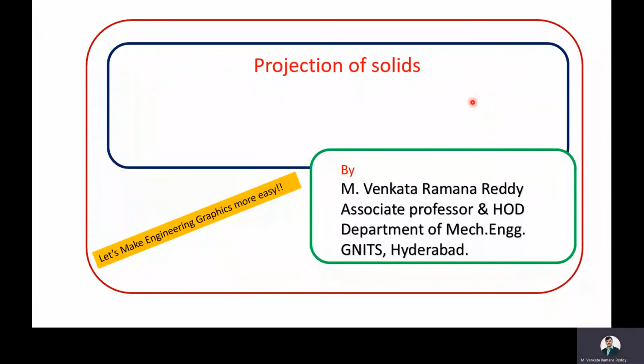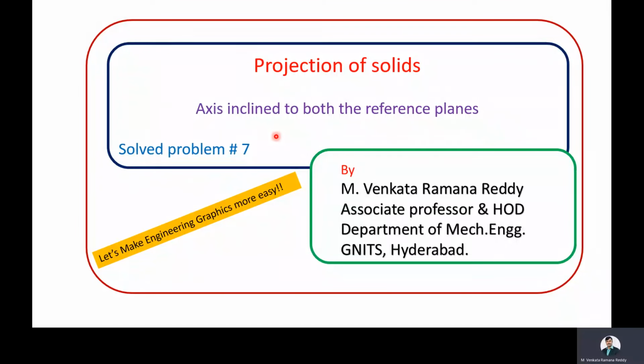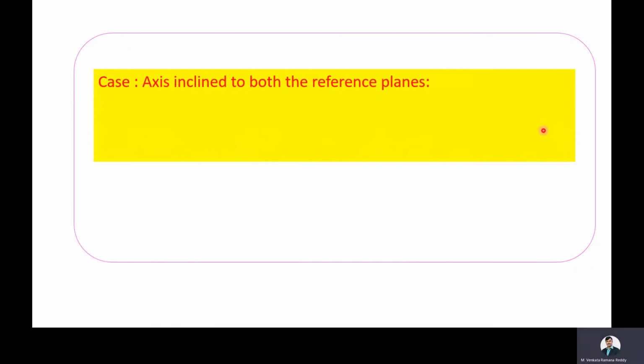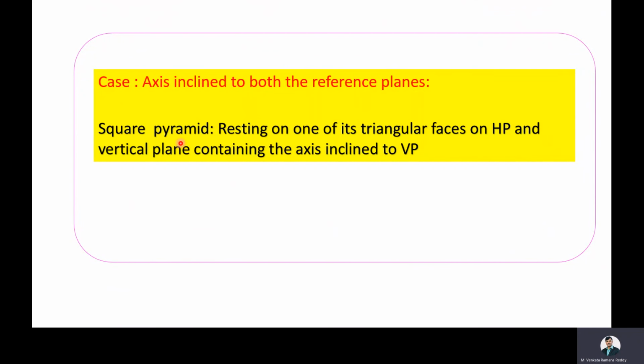Welcome to the discussion on the topic projection of solids. Under projection of solids, we are discussing now solids axis inclined to both the reference planes. Under solids axis inclined to both the reference planes, we are solving seventh problem. We are discussing a problem on square pyramid resting on one of its triangular faces on HP and vertical plane containing the axis inclined to VP.